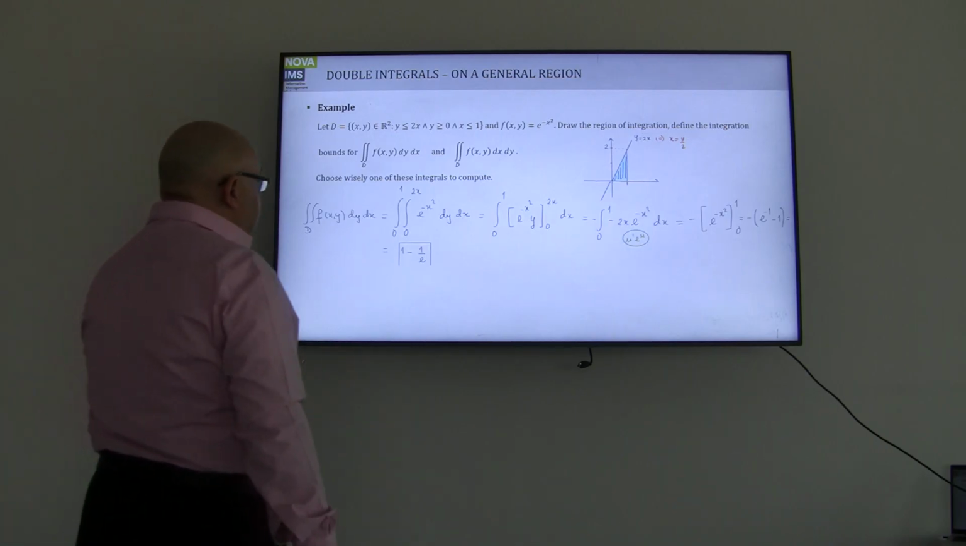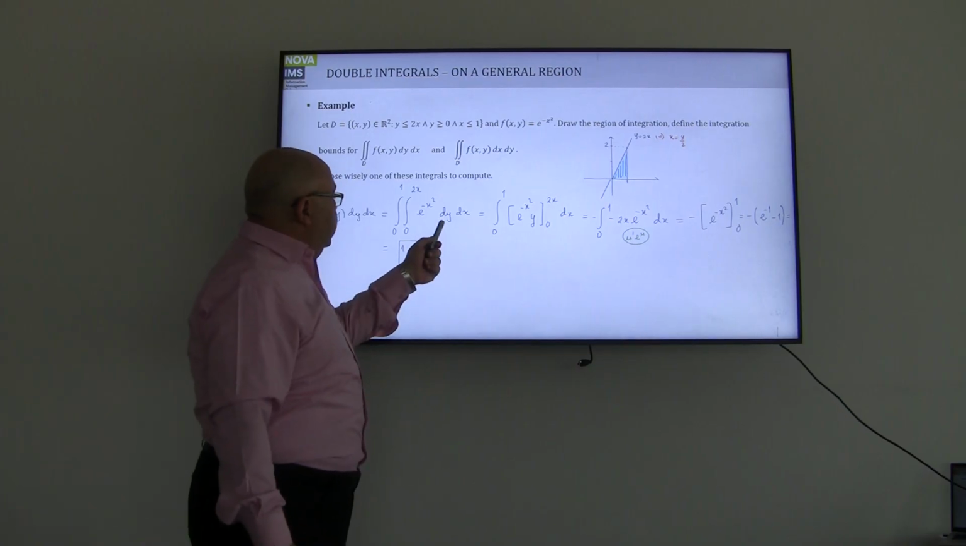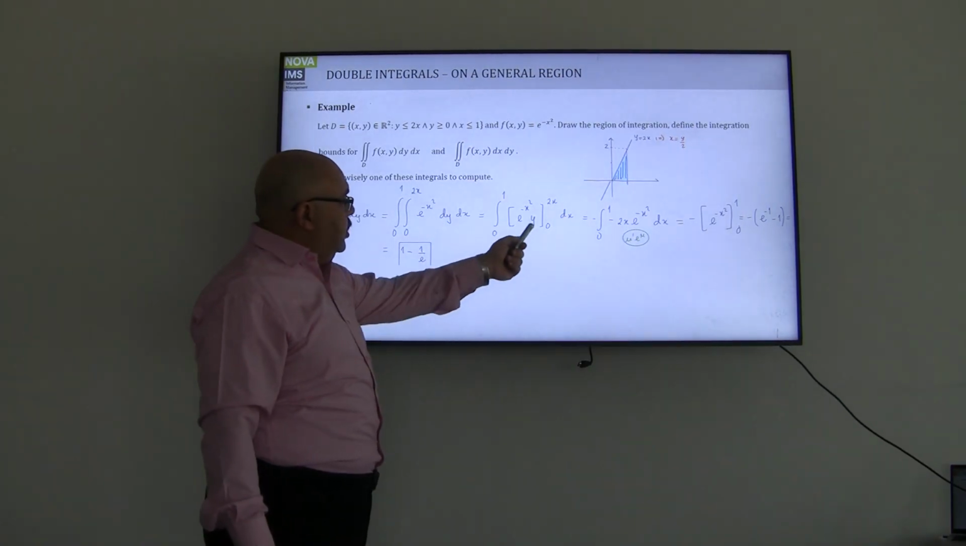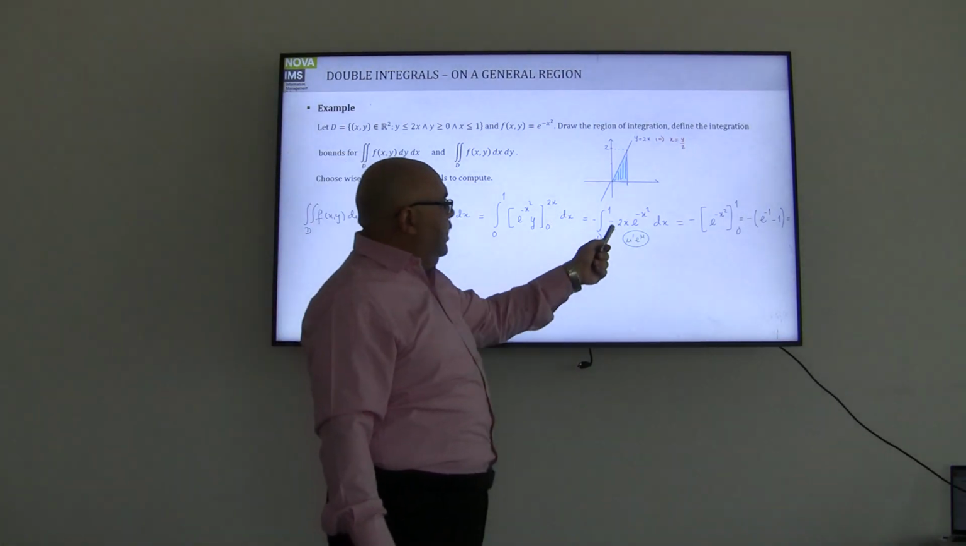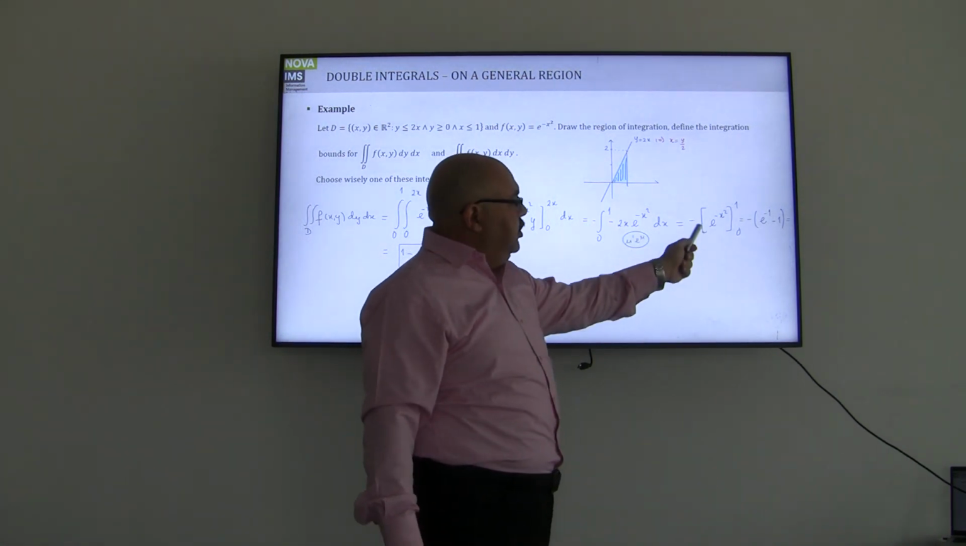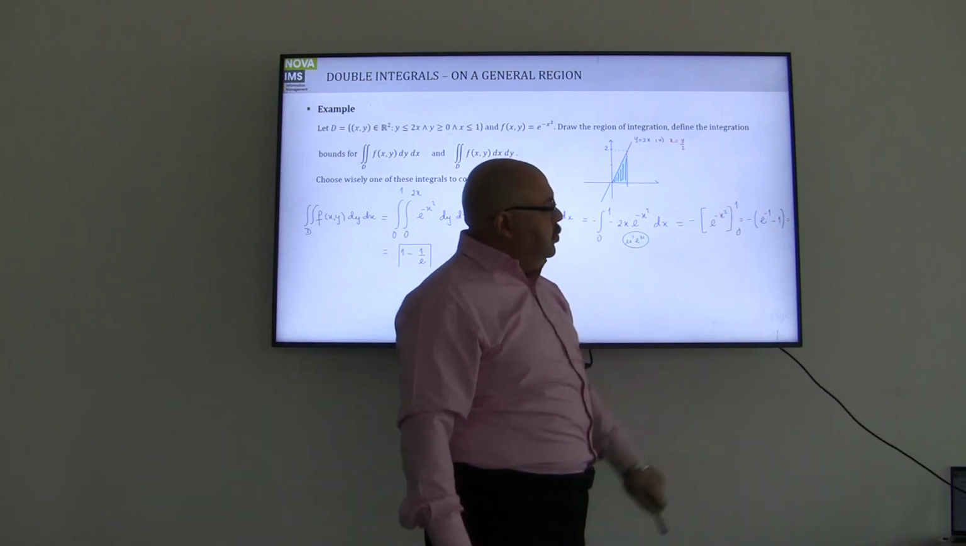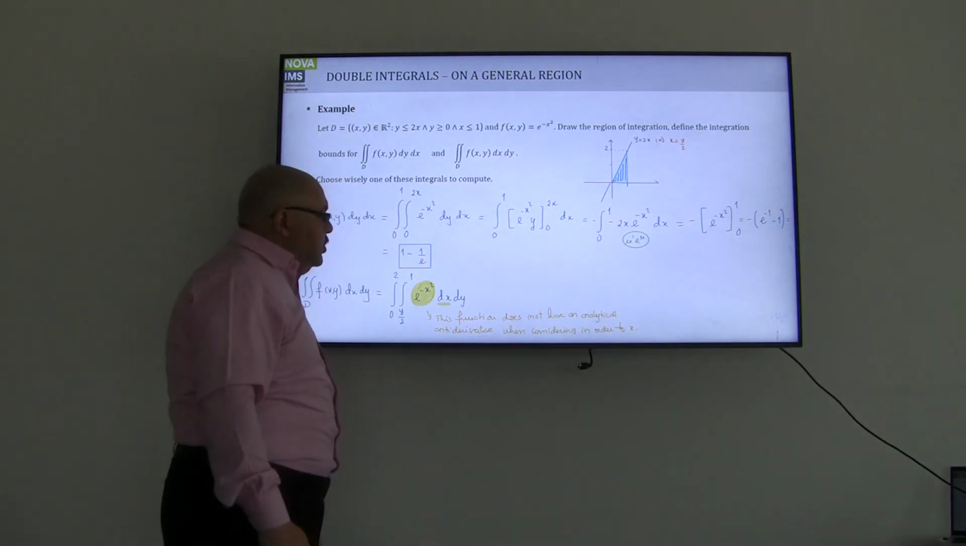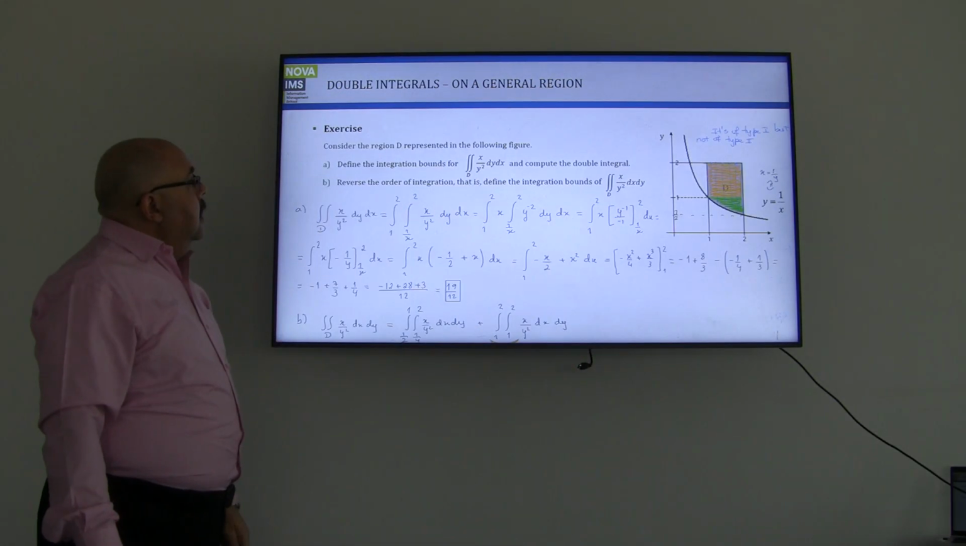So once more, integrating in the direction of dy from 0 up to 2x, just substituting, multiplying the negative and negative. Now the derivative already exists, so the integration will be negative e to the power of negative x squared, and then making the substitution is very, very simple.